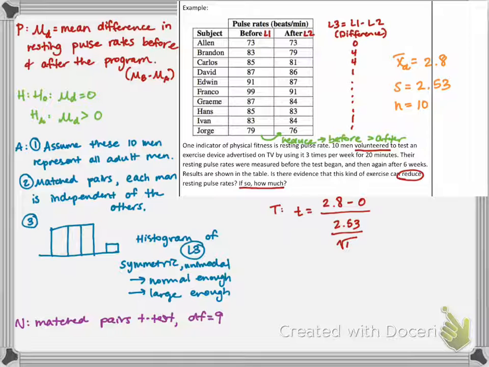Go ahead and type that into your calculator. That should give you a test statistic of 3.5. And then we're going to go ahead and find that p-value.